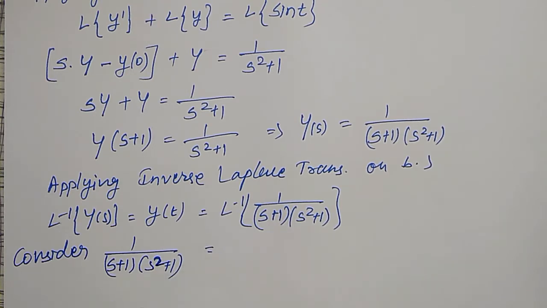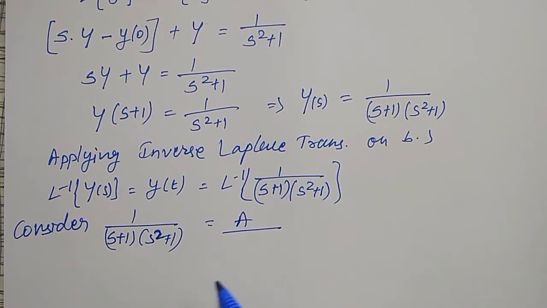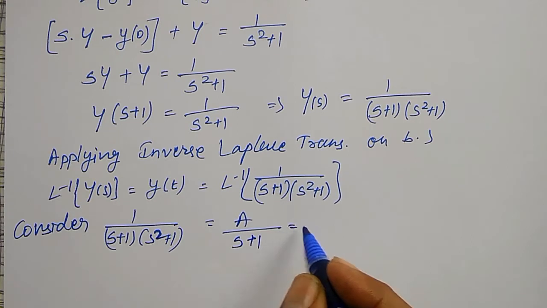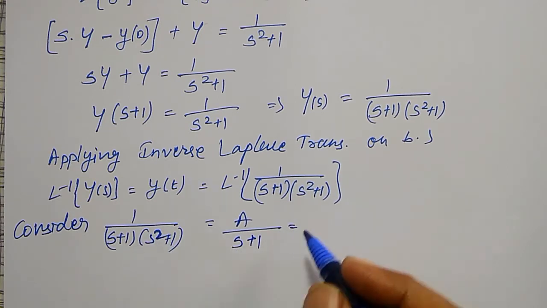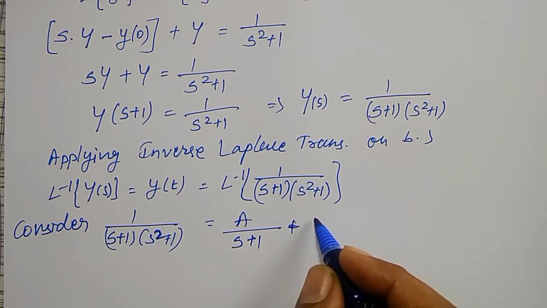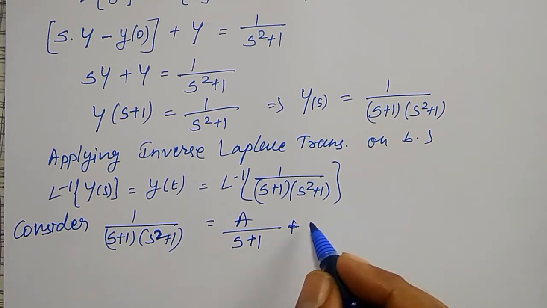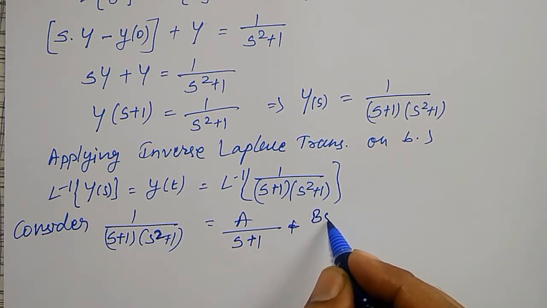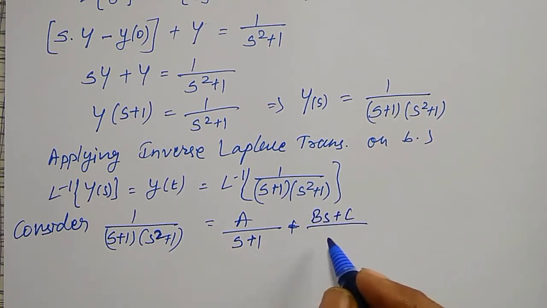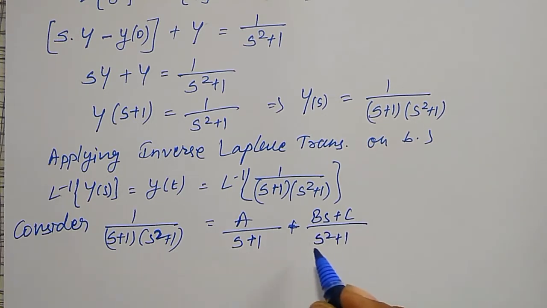Then how to find the partial fractions of this? The first term is linear, that's why A divided by s plus 1. The second term is s square plus 1, which is quadratic and has no factors, that's why I will write it as (bs plus c) divided by s square plus 1. Then I have to find a, b and c here.